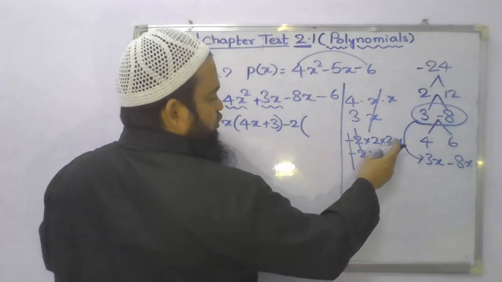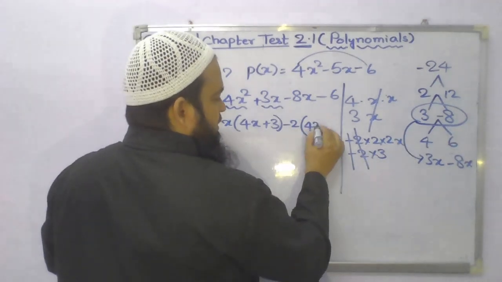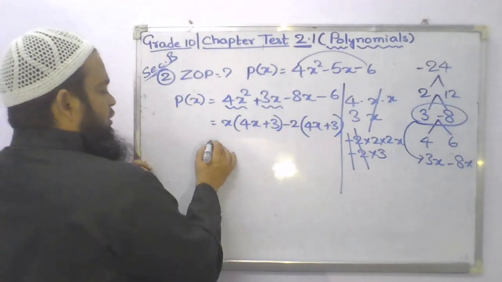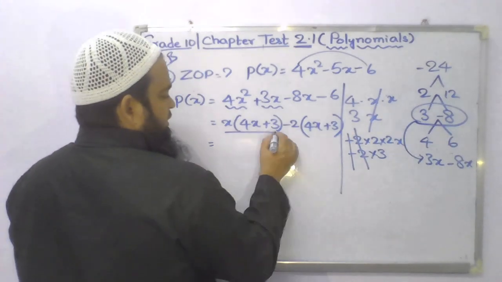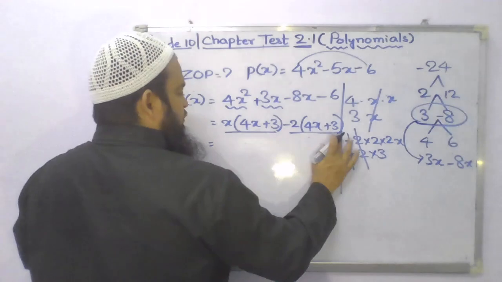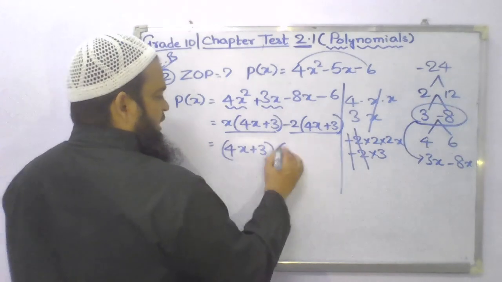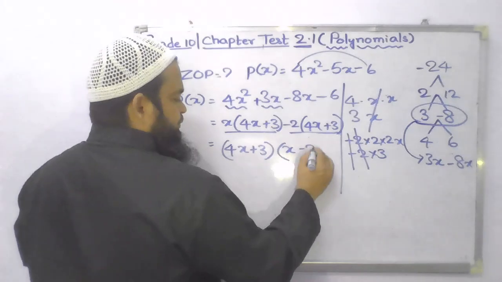What will be left out? 2 2s are 4, so 4x and plus 3. Understood? So now in these two terms, which is common? 4x plus 3 is common. Let us take it as 4x plus 3 times x minus 2.